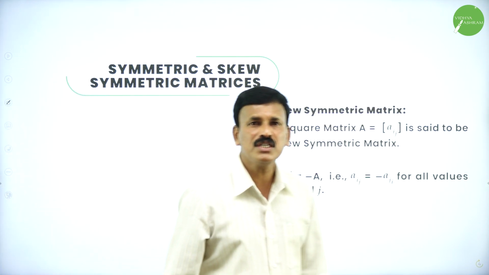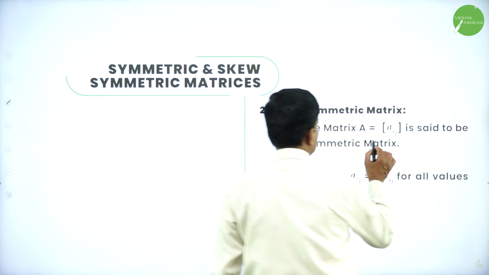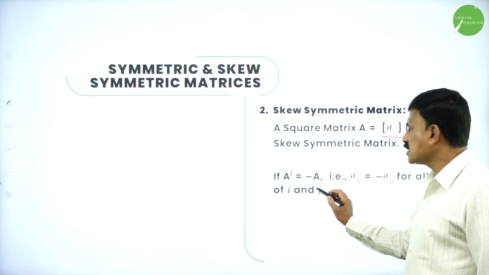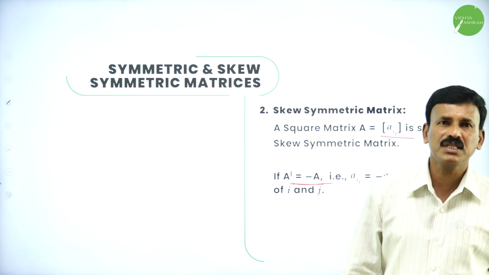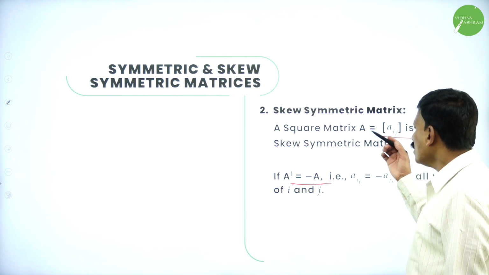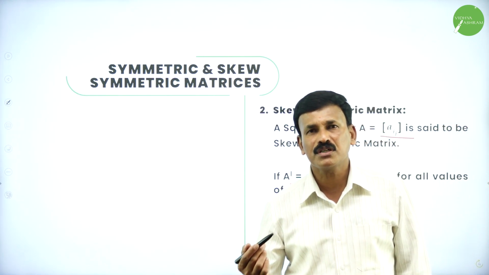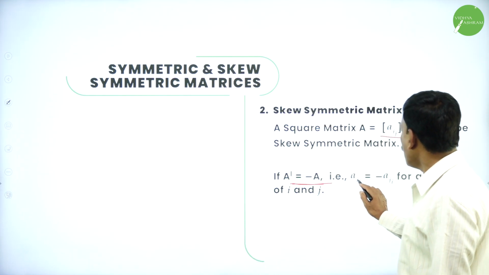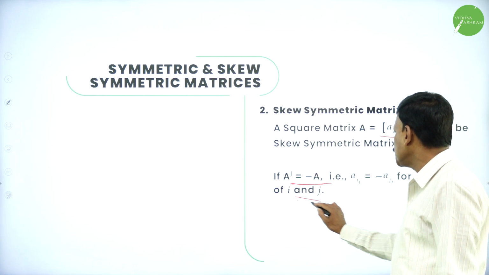Let us come to the definition of a skew symmetric matrix. A square matrix A is equal to [aij], the ijth element, is said to be a skew symmetric matrix if A dash is equal to minus A. If you transpose that matrix, you are going to get a negative matrix. A dash is equal to minus A, that is, all the elements above the principal diagonal must be equal to the elements below the principal diagonal but opposite in sign. Further, all the principal diagonal elements are zeros. That is why aij is equal to minus aji for all the values of i and j.